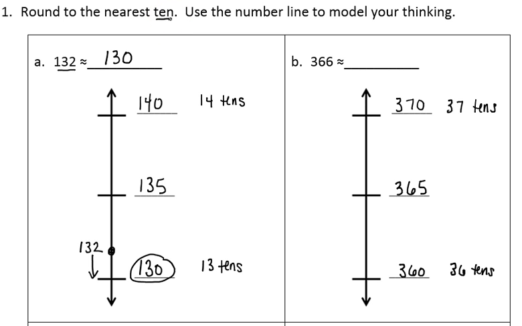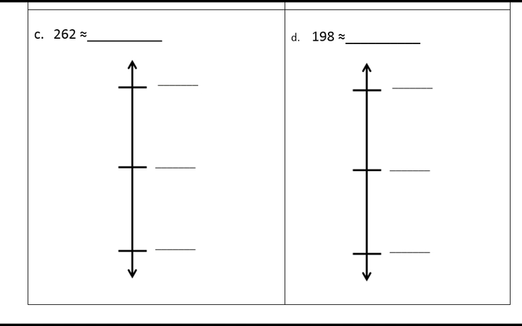Now let's place 366 on the number line, about here. Since 366 falls above the midpoint, we will round it up to 370. So 366 rounded to the nearest 10 is 370. We'll follow the same process for these problems.